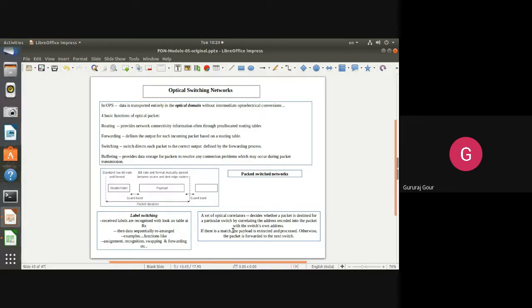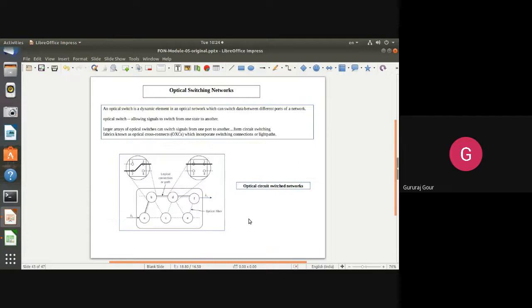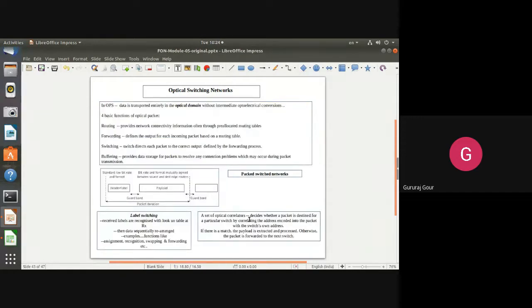So how could it be done? It could be done by using optical correlators. Optical correlators are something like nodes, only they are configured to act like optical correlators. In the previous optical circuit switch networks, the nodes are configured to act like OXCs or direct switching elements. Now in OPS, the nodes are configured to act like optical correlators at the receiver side.